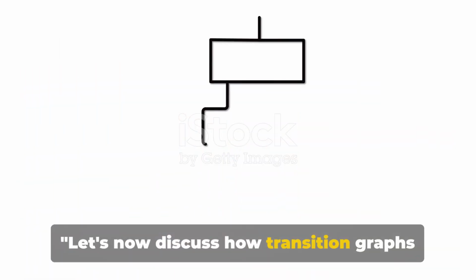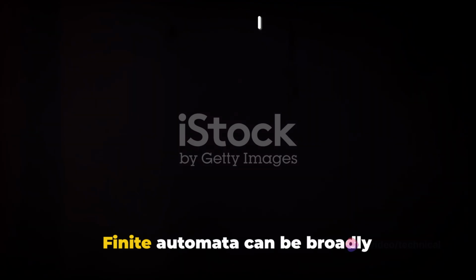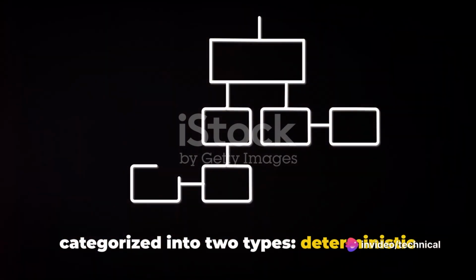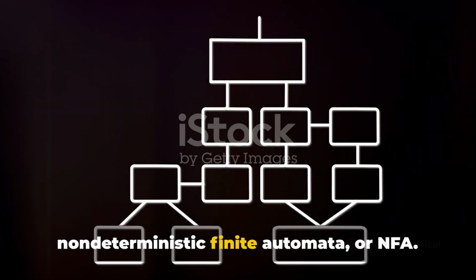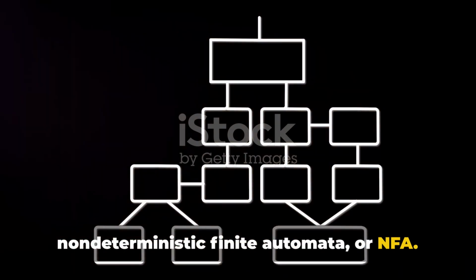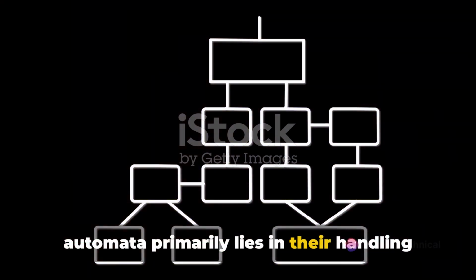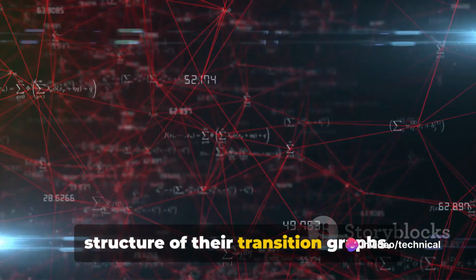Let's now discuss how transition graphs can represent different types of finite automata. Finite automata can be broadly categorized into two types: deterministic finite automata, or DFA, and non-deterministic finite automata, or NFA. The difference between these two types of automata primarily lies in their handling of transitions, which is reflected in the structure of their transition graphs.